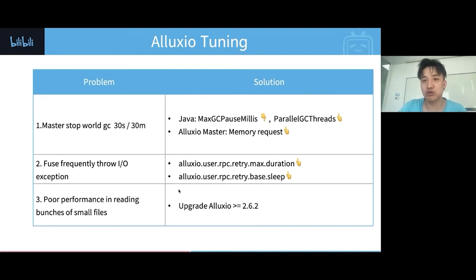So the solution contains two parts. The first one is to modify the GC setting of Java. The number of stop-the-world GC can be reduced by limiting max GC pause milliseconds and by lifting parallel GC threads count. Meanwhile, we should at least uplift memory of master to 4 kilobytes multiplied by the number of files. Even if the parameters are adjusted, stop-the-world GC is still unavoidable in some tasks with relatively large load. In this case, some requests from fuse will time out and fail the training task. In this case, we need to extend the retry period of the fuse request and reduce the retry interval to avoid too much pressure. As we noticed that performance was very poor when reading bunches of small files, the problem can be resolved by upgrading Alluxio version to 2.6.2 or higher.